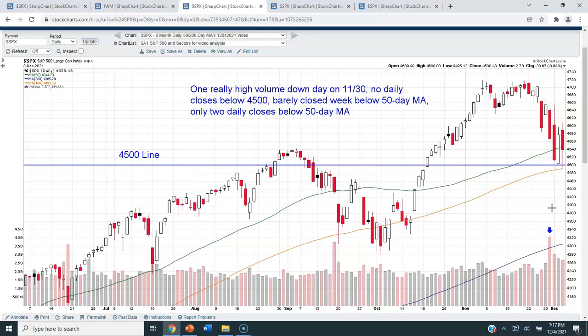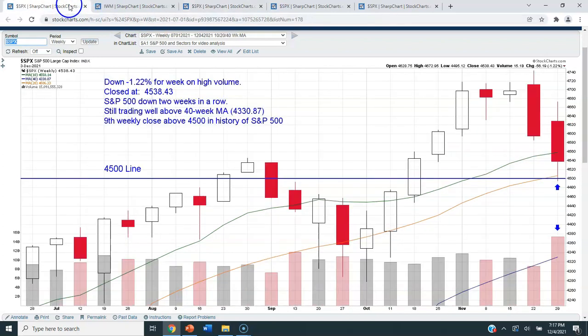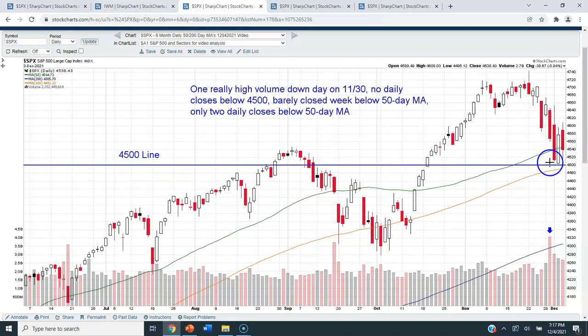So again, I try to be very fair about the data and look at these things on both sides. And I know there's a lot of people that are super negative out there right now. I just look at the data and try to extract the facts. And the facts to me right now are all we've done is pull back to around the 50-day moving average. We're staying above this 4,500 level. We've only had 9 weekly closes in the history of the S&P 500 above 4,500. We haven't had one daily close below 4,500 since back here in October.